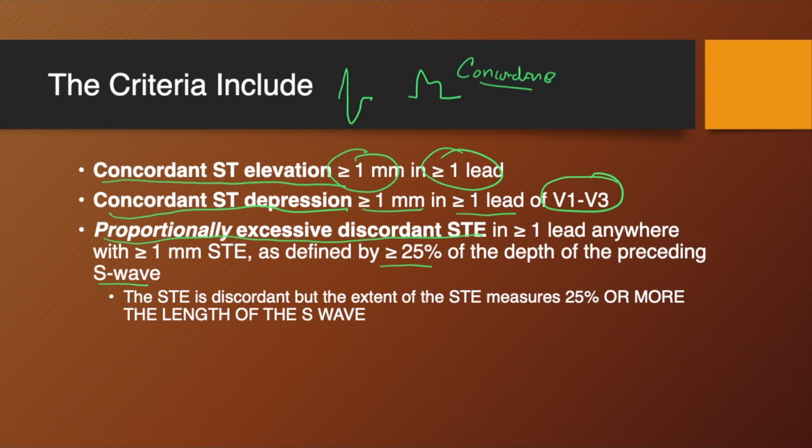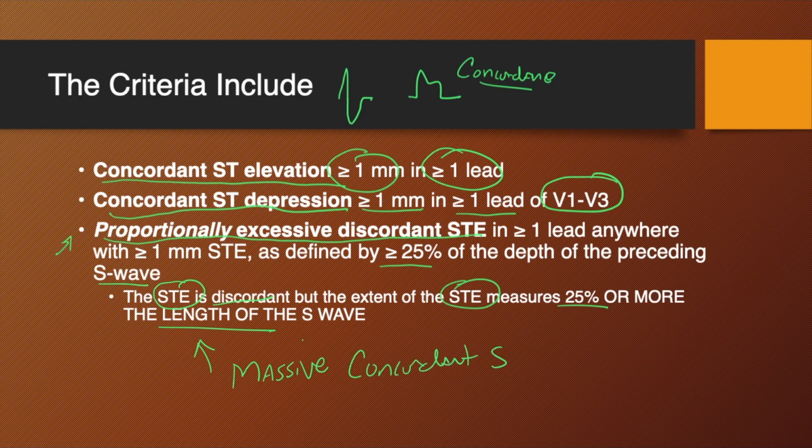So what is this saying here? Well, this is saying that there is discordance. So the ST elevation is discordant, but the extent of the ST elevation measures 25% or more the length of the S wave. So essentially what happens here is you have massive concordant ST elevation, right? That's really what we're talking about. So let's just take a look at some examples to better wrap our mind on this.